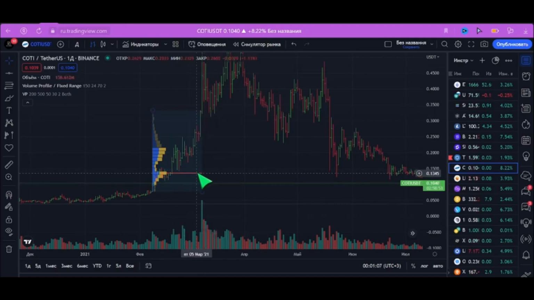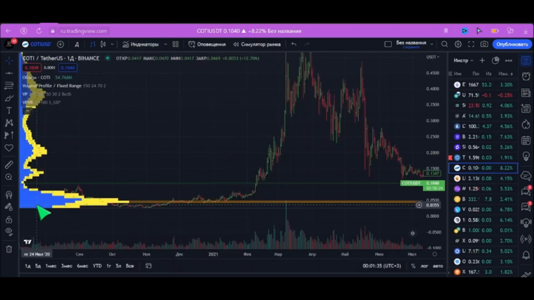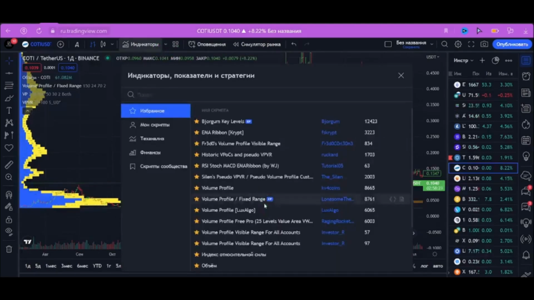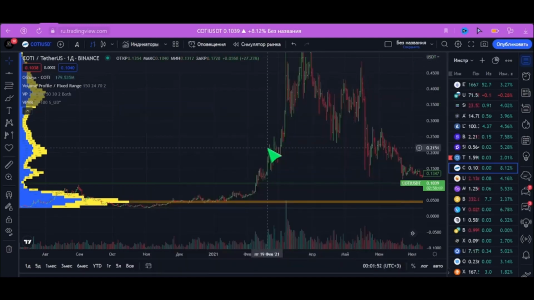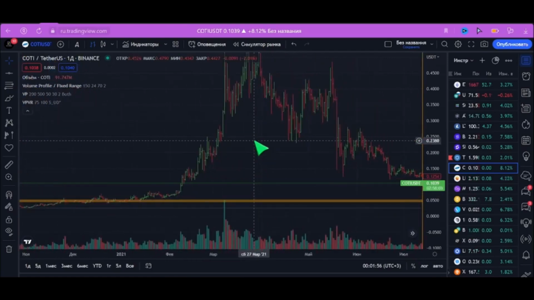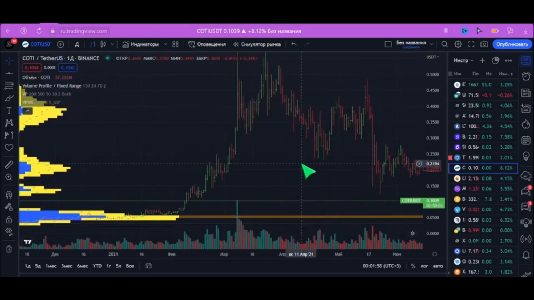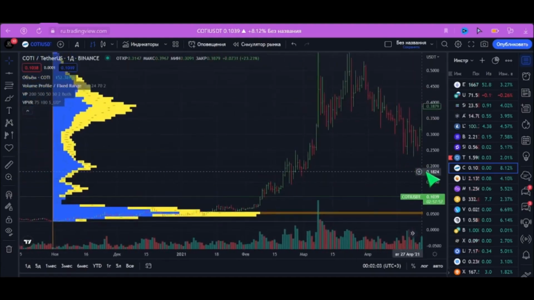But we have a large number of different indicators. In this case, we can use this indicator called Investor P. Here you can look at it, put it in your favorites, so that you do not lose it, and this indicator shows exactly the place that you will open on the chart. So you can open just like this, yet upward movement.